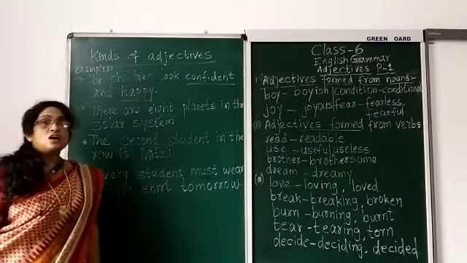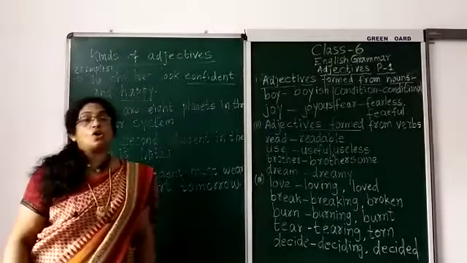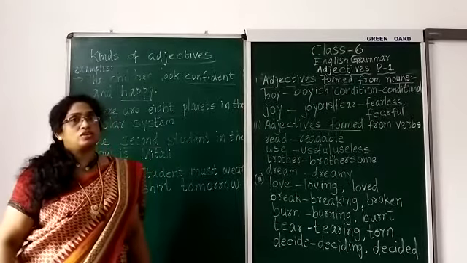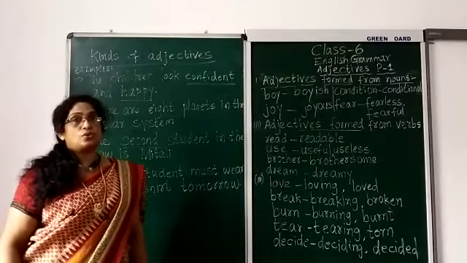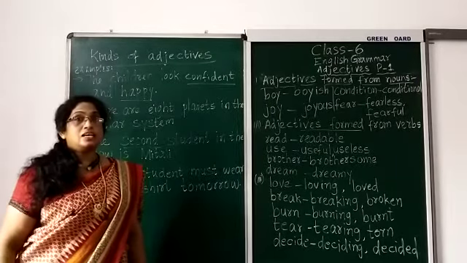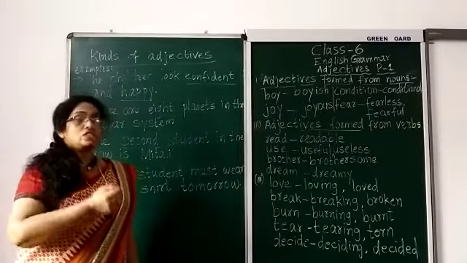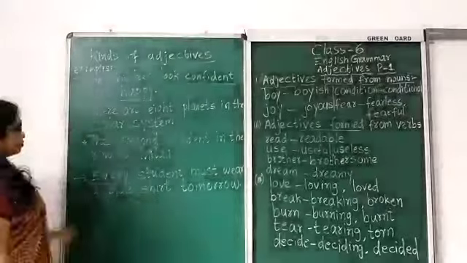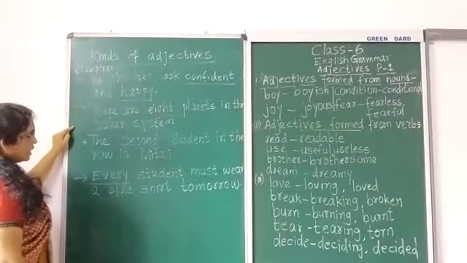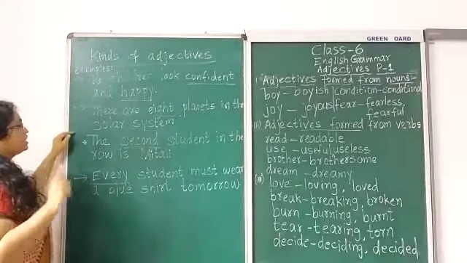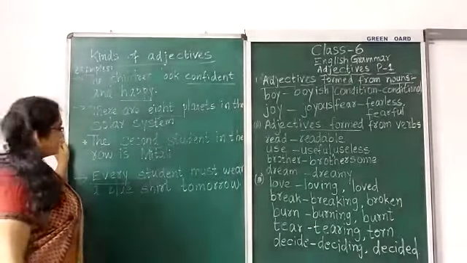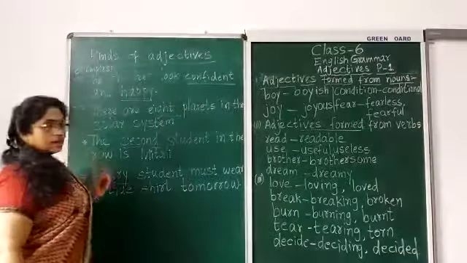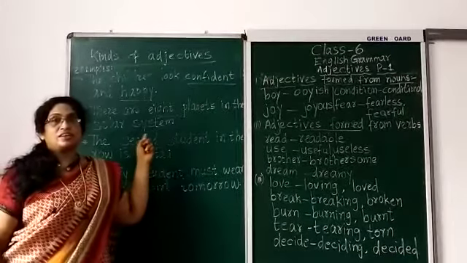Next is adjectives of number or numeral adjectives. Adjectives of number are called numeral adjectives also. They tell us the exact number of countable nouns. For example, there are 8 planets in the solar system. Here, the exact number is given.